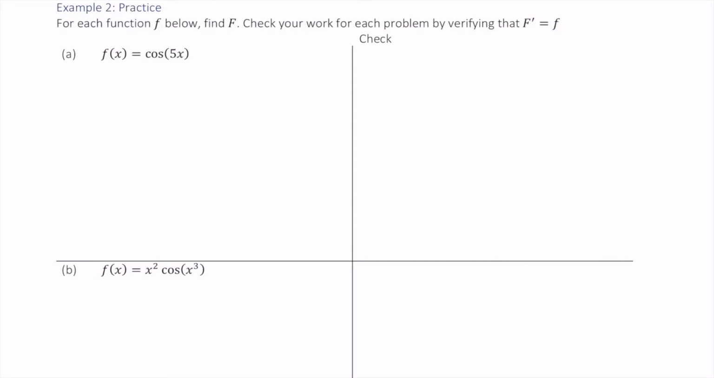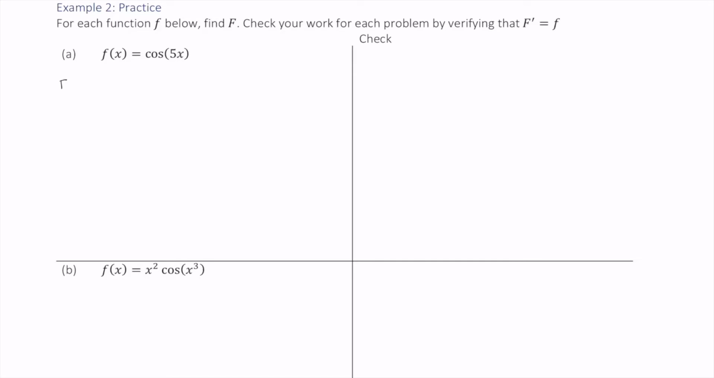Example 2 practice. For each function f below, find big F. That is, we're going to find its antiderivative. And let's check our work for each problem by verifying that the derivative of big F is little f. So let's go ahead and make a guess.